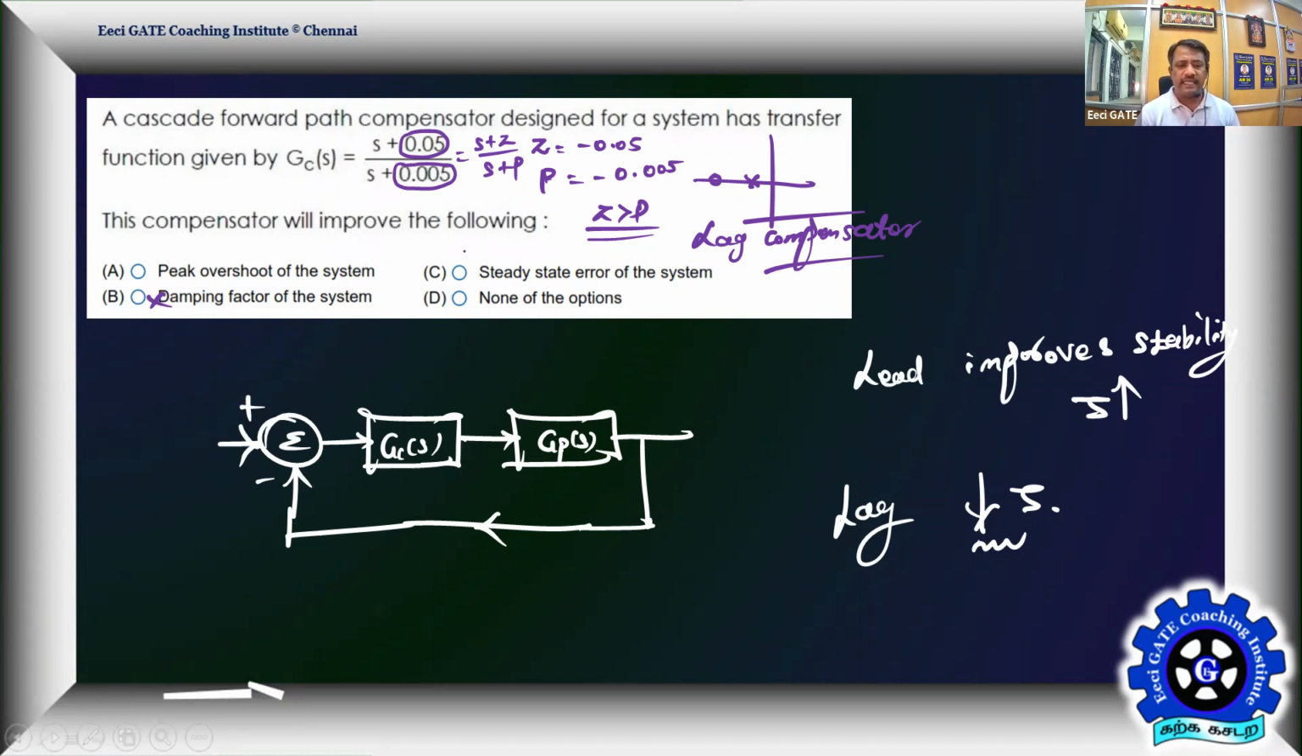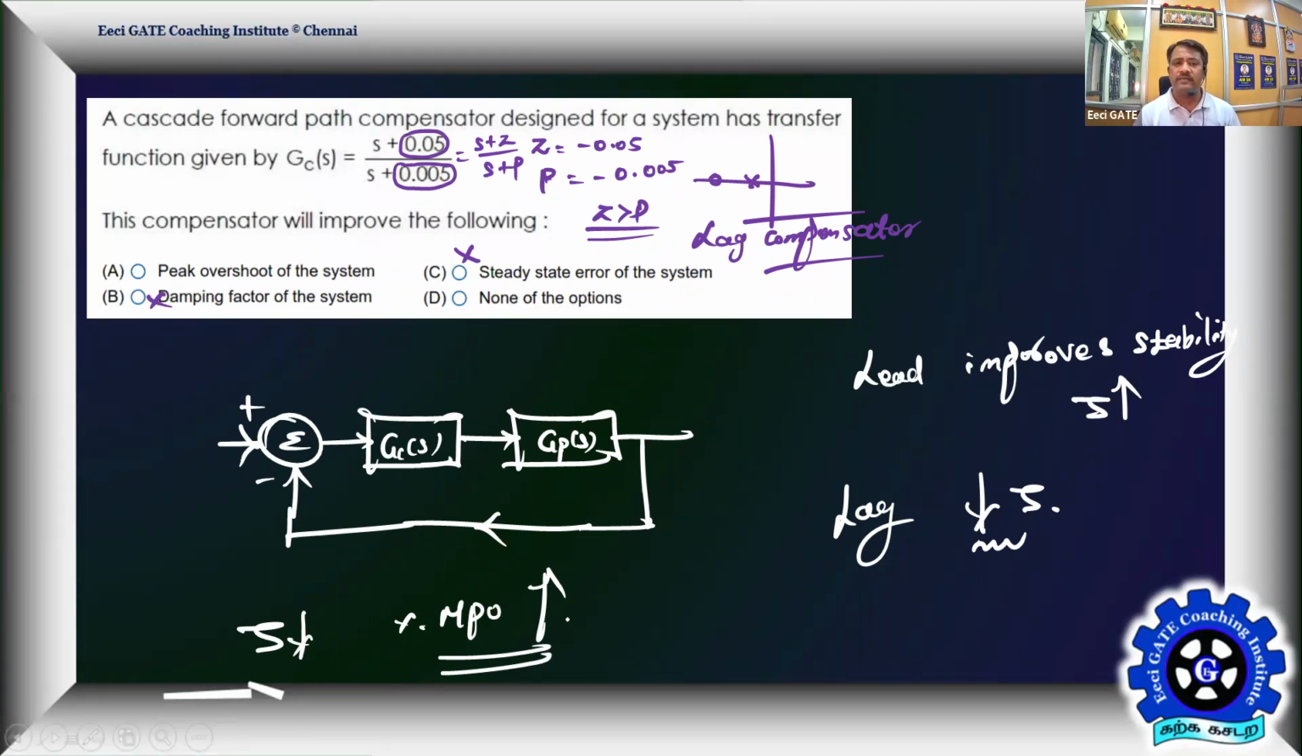Then steady state error, it won't touch, because steady state error depends on the type of your G of S, H of S, or the number of integrators available in the loop. Then the peak overshoot of the system. As the damping decreases, automatically the percentage peak overshoot will increase. It's not improving. So there are two options: either you go with option A, or we go with none of the above options.